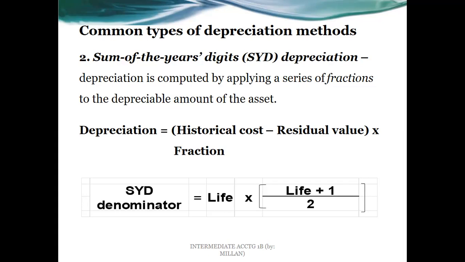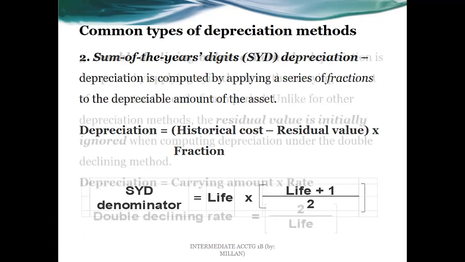Then fourth year would be 2 over 15. And our fifth year would be 1 over 15. So in this case, it means that in the earlier years, the company will have the highest depreciation. So this is also known as variable charge method. In number 1, that's constant charge method. But for the variable charge method, sum of the years' digits is one of the examples, because the depreciation charges would be different over time.